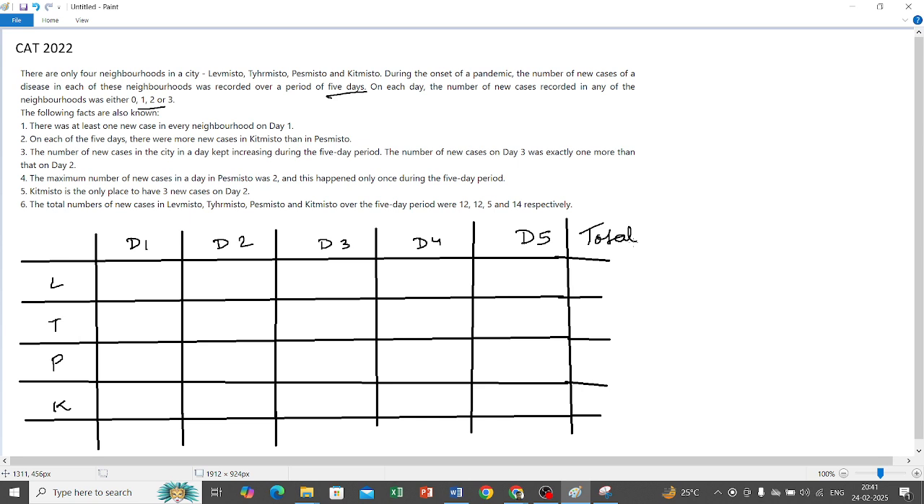And here we have the total. Okay. So you see what it is telling. Let us go through the instructions one by one.